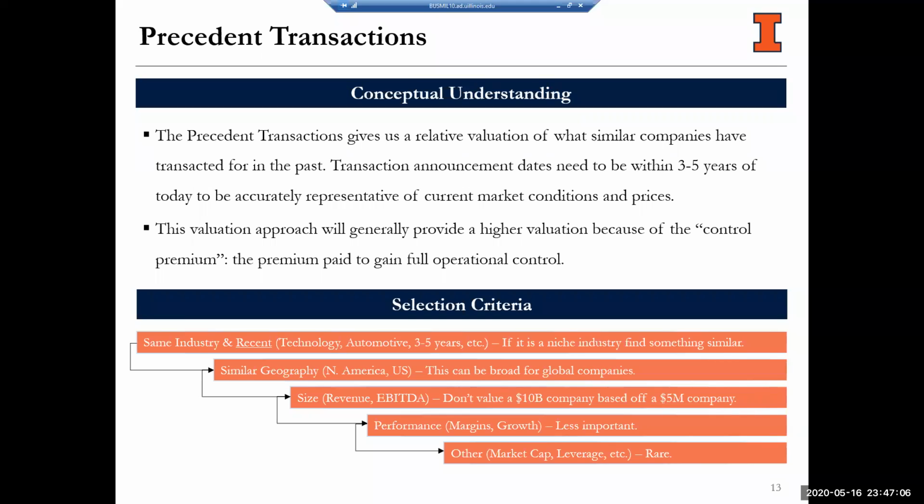Another thing within precedent transactions that we need to focus on is the control premium. For example, you usually will see a higher valuation come out of precedent transactions because it costs more to take full control of the company instead of just taking it at its current market value. Some selection criteria. One, you'll want to focus on industry again, geography, size, performance. The last thing that we're going to focus on is time, right? You want to make sure you're screening by the last 3 to 5 years.